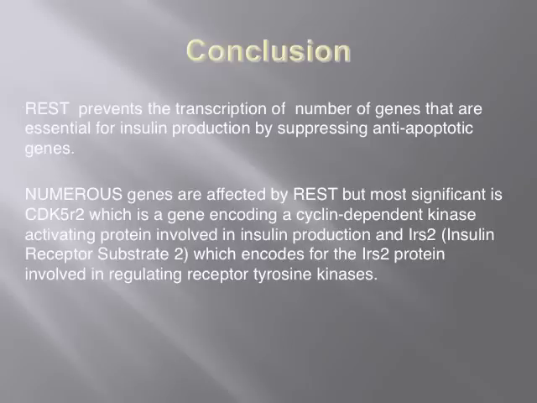REST prevents the transcription of a number of genes that are essential for insulin production by suppressing anti-apoptotic genes. Numerous genes are affected by REST, but most significant is CDK5R2, which is a gene encoding a cyclin-dependent kinase activating protein involved in insulin production, and IRS2, insulin receptor substrate 2, which encodes the IRS2 protein involved in regulating receptor tyrosine kinases.